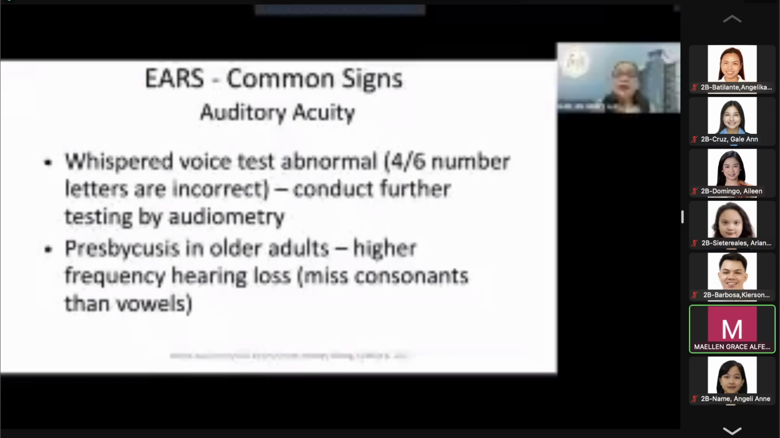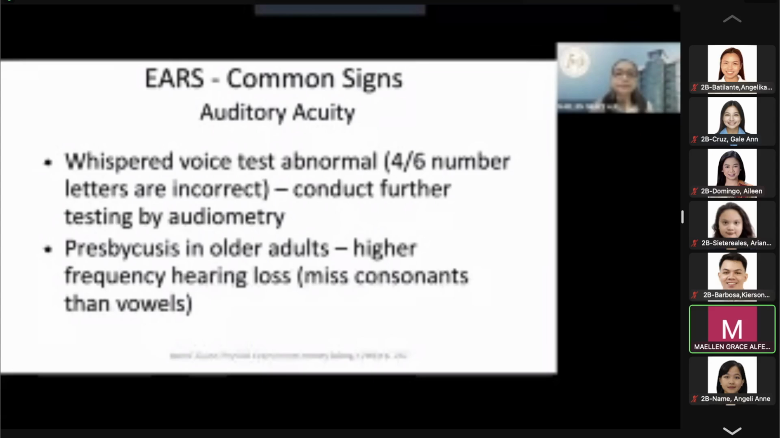Now, presbycusis in older adults, okay, so it's like the aging changes, like the one in the eyes. It's aging hearing. They usually have loss of the higher frequency sounds. And a lot of times they miss the consonants rather than the vowels. So when you talk to them, they keep asking because sometimes the consonants are not heard well by the older adults.